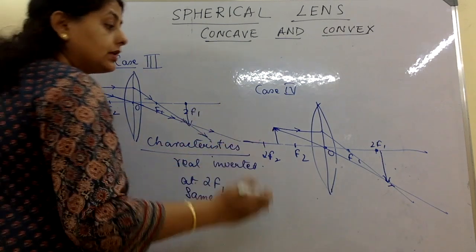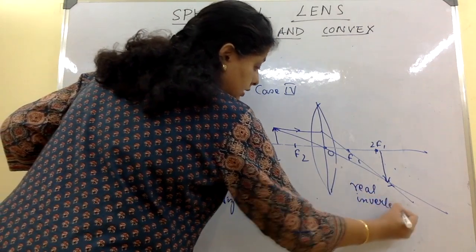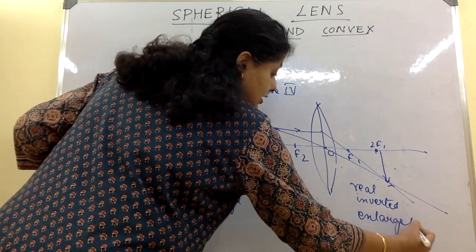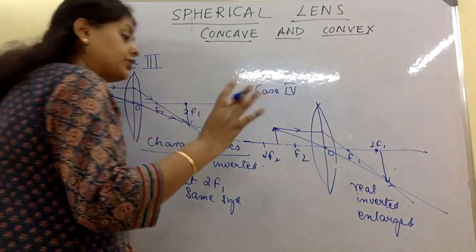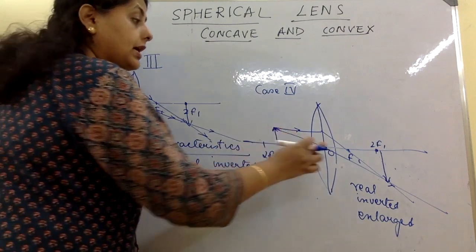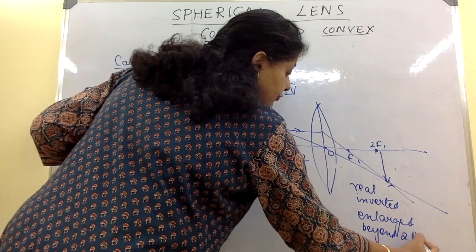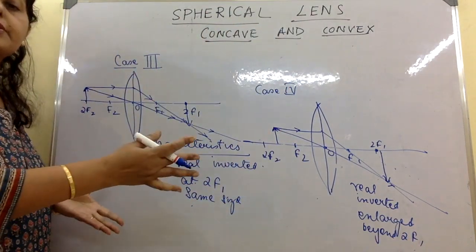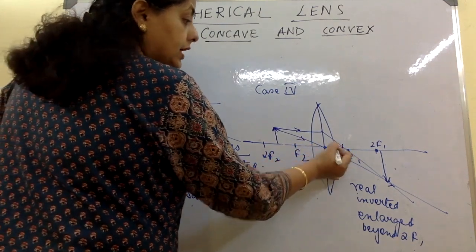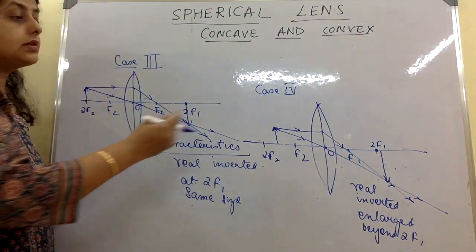Here, real goes along with inverted, and the image is enlarged. You have to write the word enlarged, not that the image is bigger than the object, don't use all that. Just write enlarged, don't write highly enlarged. Then it is beyond 2F1. Okay, so these are the characteristics of the image formed. Don't forget the arrows. Okay, so this is the image.